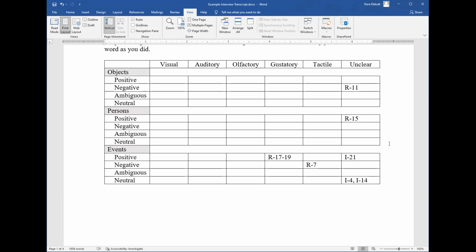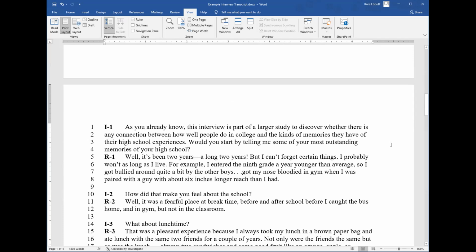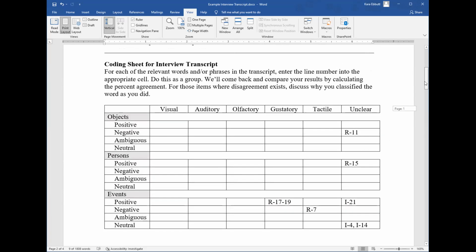Let's see. So like on line 11, when the respondent says it was a fearful place, there's not really any specifics about just a place being fearful. It could be every kind of sense. So we just tagged it as unclear. A fearful place? I would call that negative. Well, yes, we did negative, but we didn't categorize it under visual or auditory, the columns, you mean? Yeah, the columns.